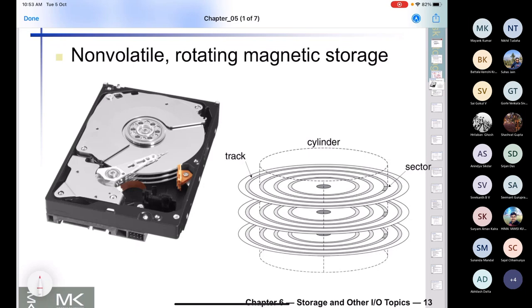This is a typical magnetic disk drive. The cover has been removed to show you certain characteristics. Usually disks are circular in shape. There might be multiple disks, maybe 3 disks. There are multiple read-write heads. These things are called read-write heads.